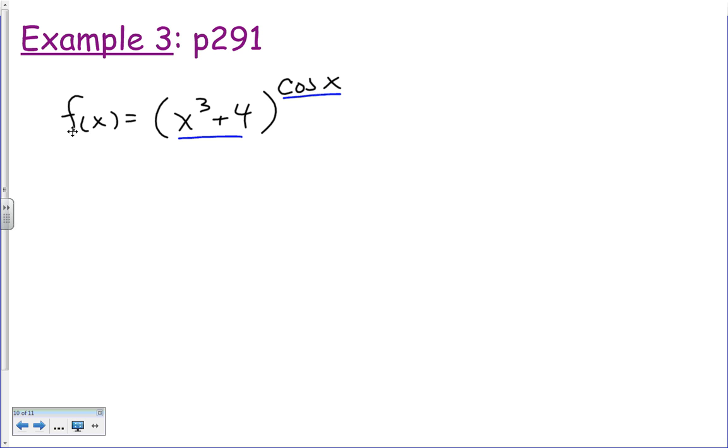The technique we're going to use is the technique we just talked about, logarithmic differentiation. So we're going to start out by taking the log of both sides, and in this case, in fact, for all of these, we're going to want to use natural log.